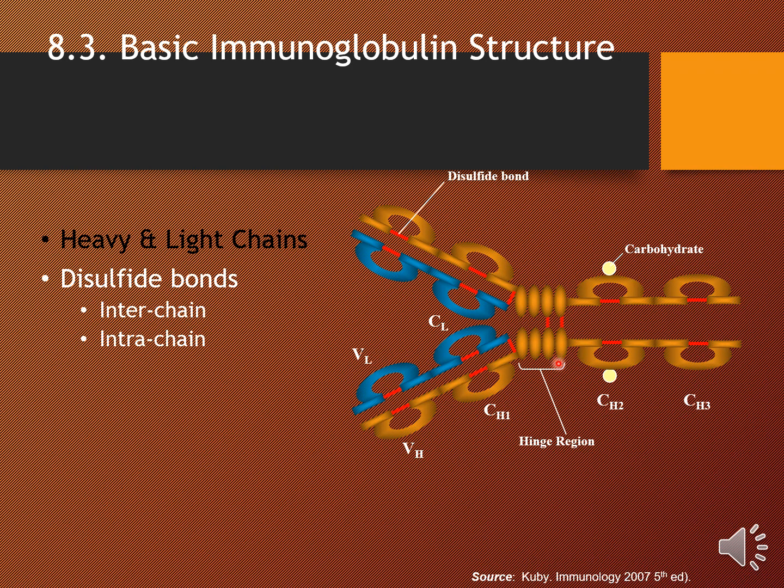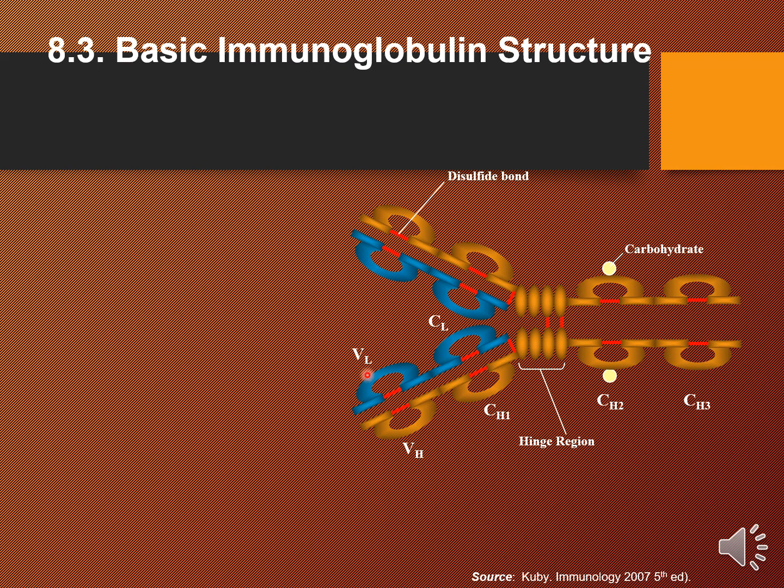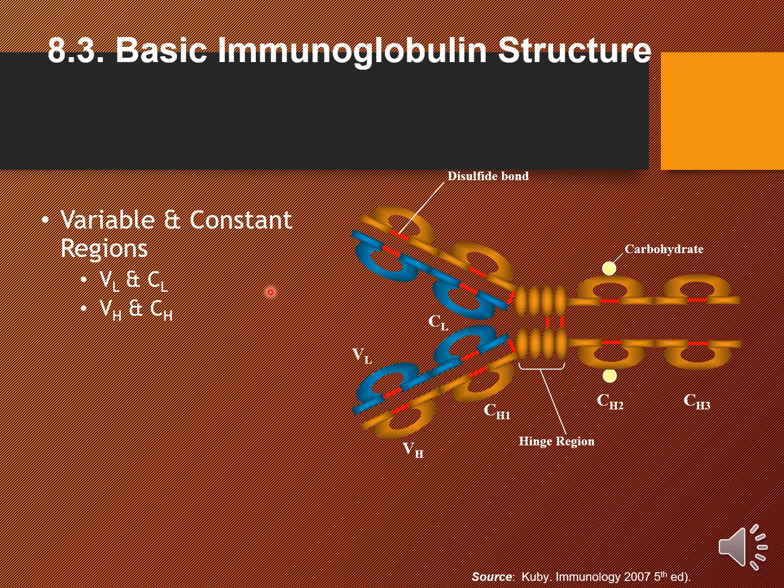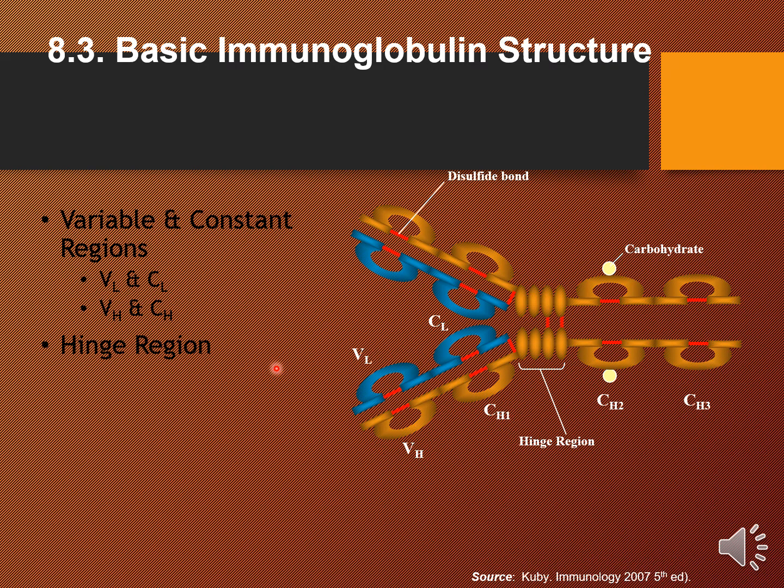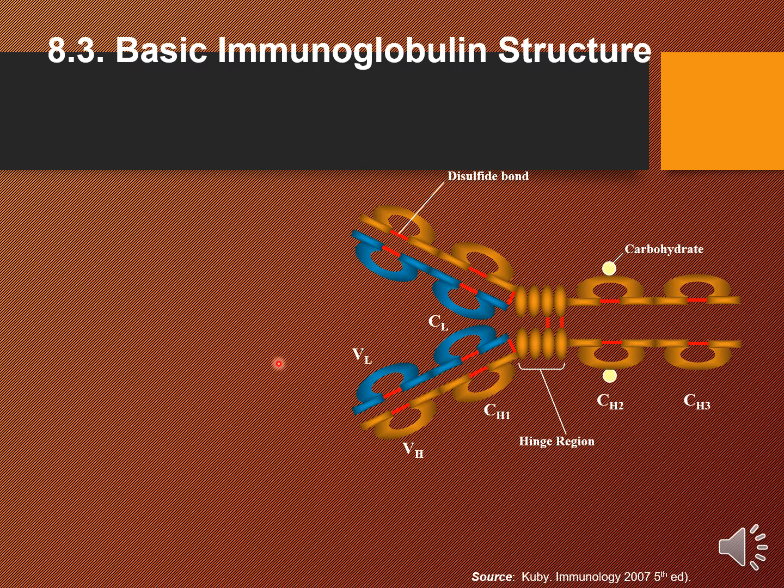Right, so there's also this part which holds these two fragments together. We call this the hinge region. And you can see the letters V and C. Those represent the variable region and the constant region of the molecule. So we already talked about those.